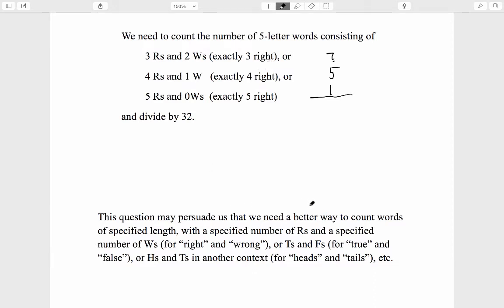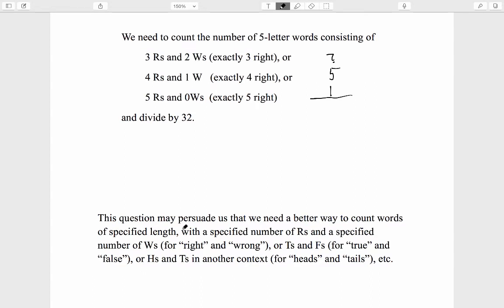This question may persuade us that we need a better way to count words of specified length, with a specified number of R's and a specified number of W's for right and wrong. Or for that matter, we could just as easily have a question about T's and F's, or H's and T's in another context. Our next task is going to be the very important one of developing a systematic way of answering this question, of counting how many words there are of a certain type.